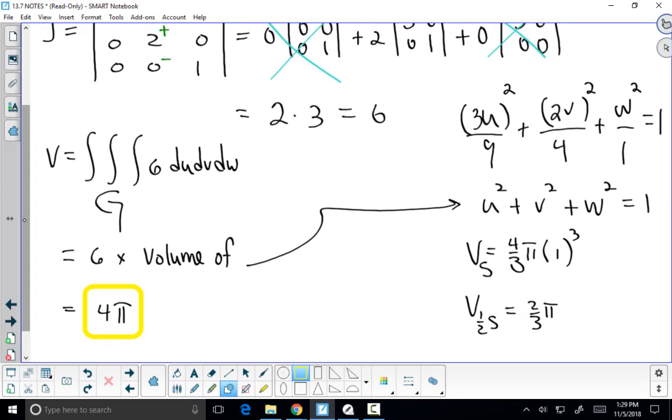So, do we have to know the volume of a sphere? Highly recommended. The volume of the sphere, 4/3 pi r cubed. It's definitely on the exam.